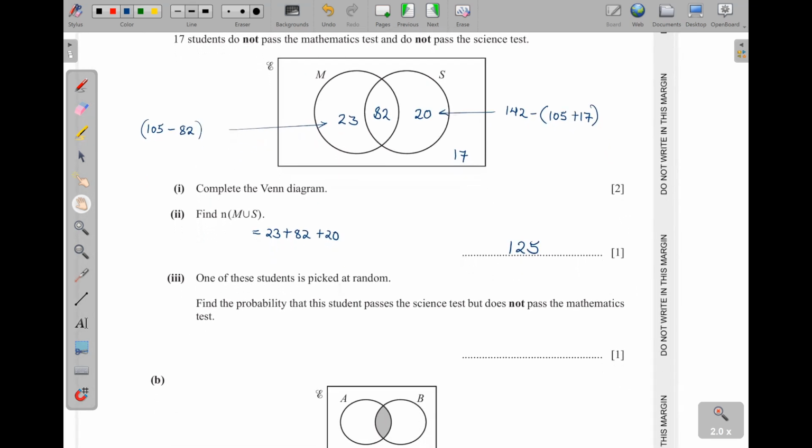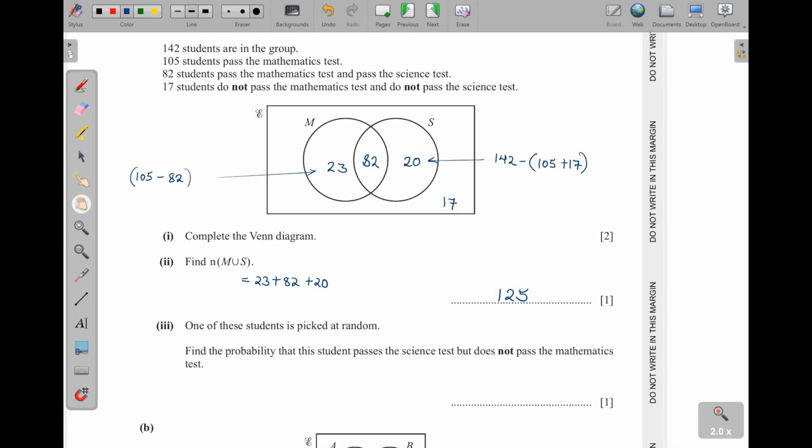One of the students is picked at random. Find the probability that this student passes the science test but does not pass the mathematics test. So this is the same as looking for those who pass the science test but not the mathematics test. That is science only, which is here, 20. Now the probability of S intersection M prime is going to be 20, then divide by the total, which is 142.